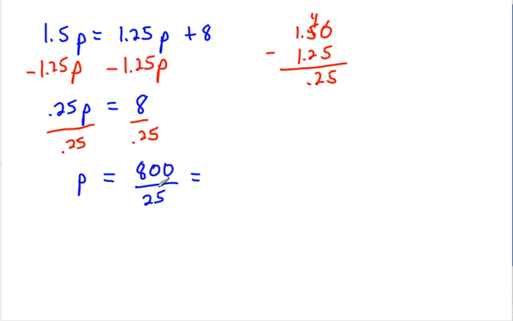25 goes into 100 4 times, so it's essentially going to be 8 times 4, so it should be around 32. We can double check that here. That'll go in 3 times. Yeah, 32. All right, so p is going to equal 32. We should double check that. At the very least, we can estimate it. So 1.5 32s, that should be, I think, 48, equals 1.25 32s, which would be 32 plus 8, which would be 40, so 48. So that is correct. That makes sense.